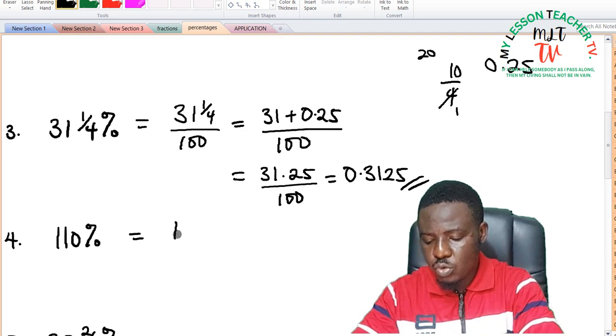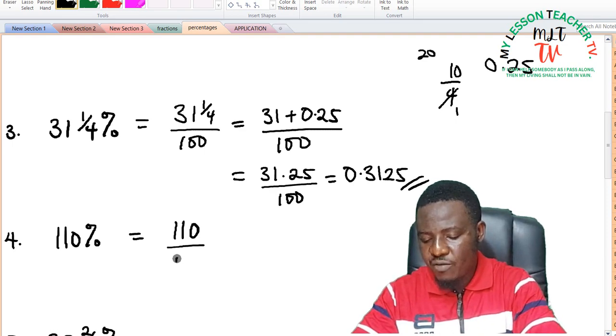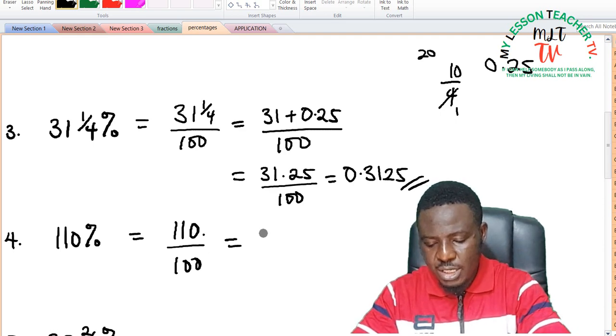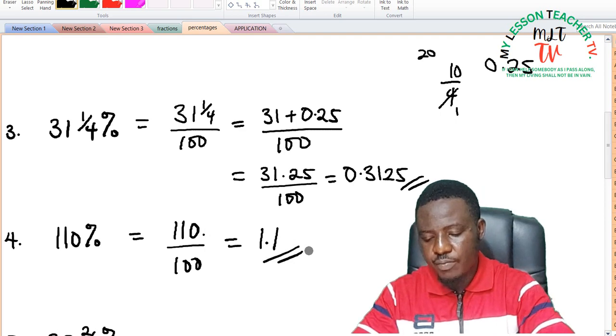110% can be said to be equal to 110 divided by 100. This is equal to, move the decimal point 2 times. This gives us 1.1 as our answer.